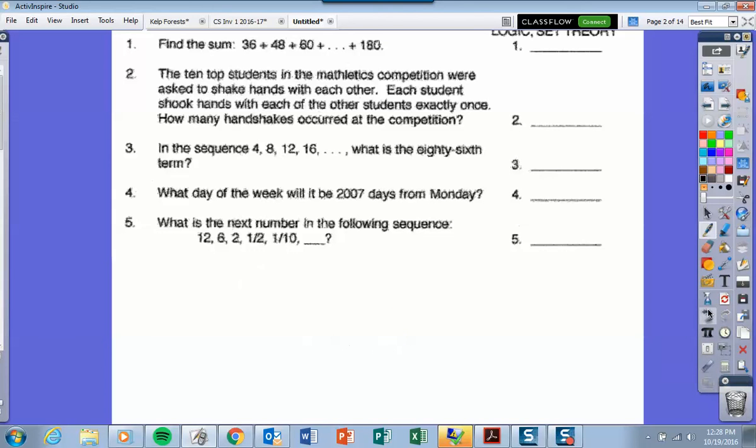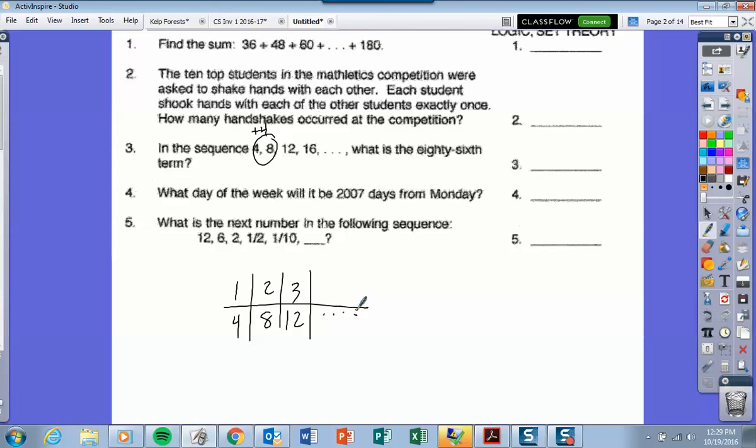For number 3, in the sequence, what's the 86th term? Well, I see I'm adding 4 here, so we could make a nice little chart. I know this is plus 4, so I'll say this is term number 1, so term 1 is 4, term 2 is 8, term 3 is 12, and so forth.